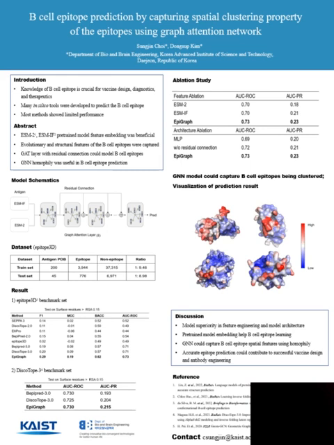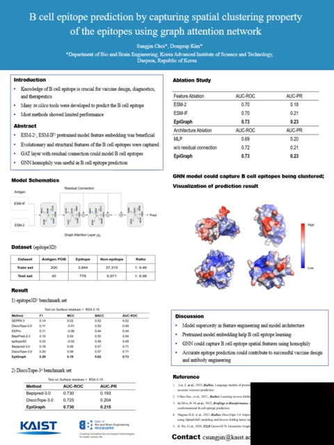In our work, we used ESM-based pre-trained model embeddings to capture the evolutionary structural features of the B-cell epitopes. We also used the GAT layer with residual connection to improve the model performance. This helped in understanding the clustering features of the B-cell epitopes as well. The model architecture looks like this.